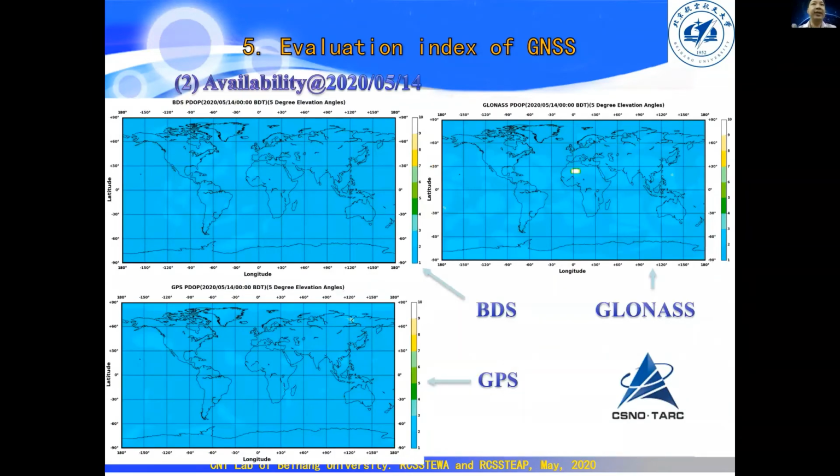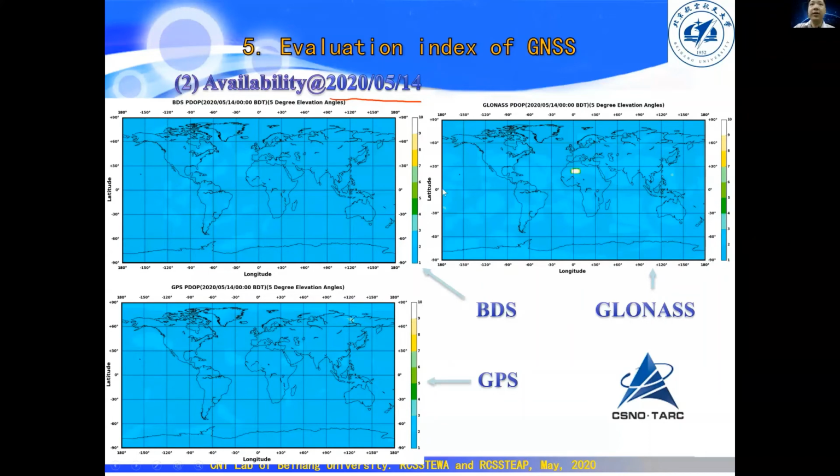I also find, in the recent results, this is a picture I took, an availability snapshot at year 2020 May. I think it is about 5 days early, am I right? 5 days early. This is almost real time. So you may see this result is Beidou at the upper left, the lower left is the GPS, and the right is GLONASS.